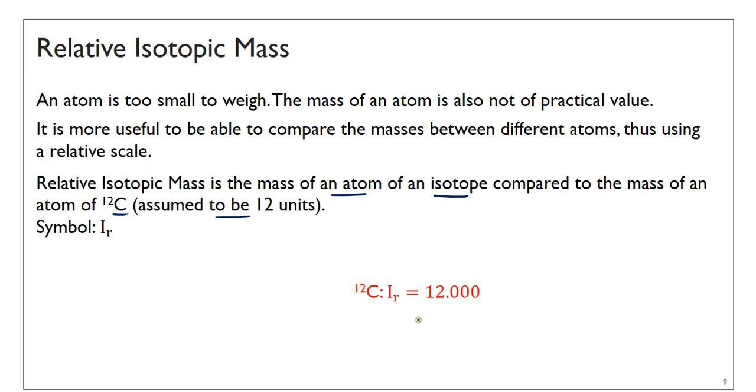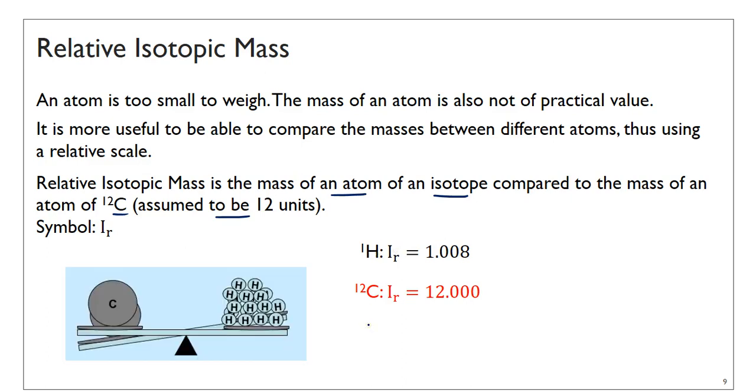So let's say, for example, I'm going to assume that the relative isotopic mass of carbon-12 is 12.000, so 12 units exactly. If I say that one atom of hydrogen-1 has a relative isotopic mass of 1.008, this is essentially just saying that this hydrogen atom is about a 12th of the carbon atom. If you want to be very exact, it's a 12 and a little bit. So around 12 of the hydrogen atoms equals 1 of the carbon atom. This is just a reflection of how light this hydrogen atom is compared to the carbon-12 atom.